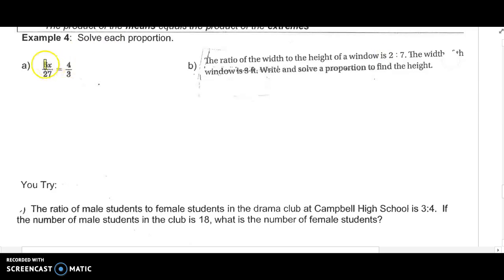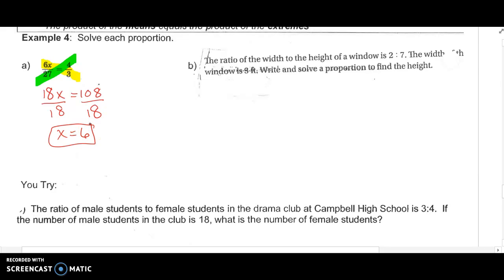So when you cross multiply, 6 times 3 is 18x, and we have 4 times 27 is 108. And we divide both sides by 18, and x equals 6. Right? So same thing in part B.